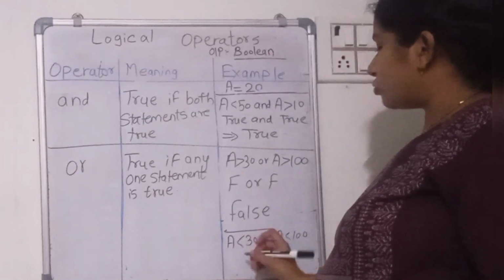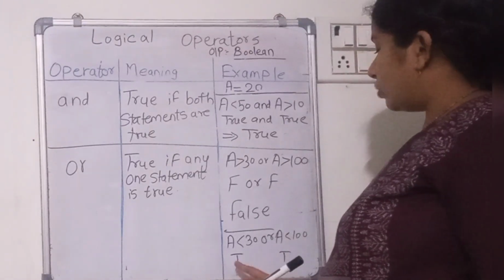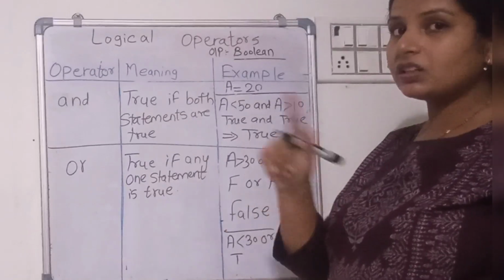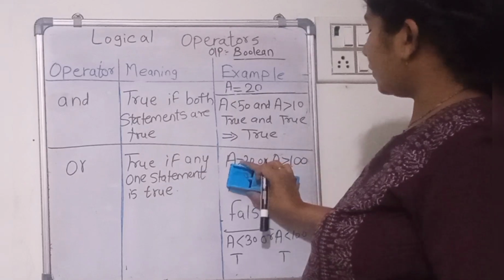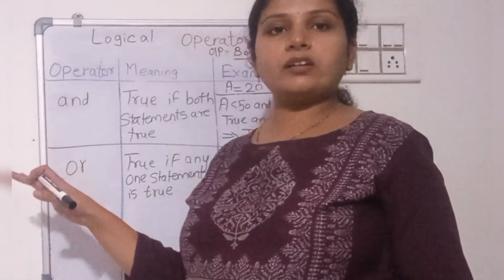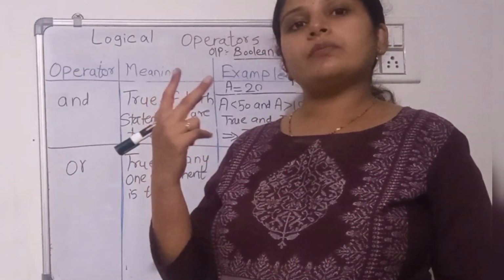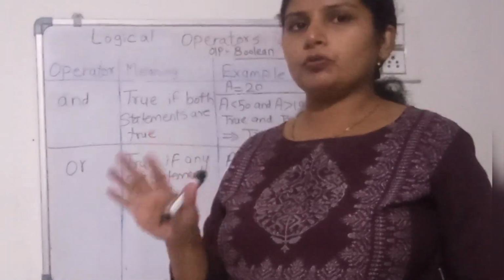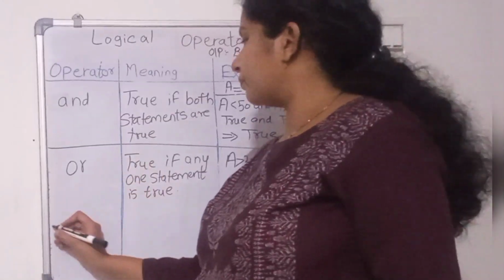Okay, and suppose we reverse this expression: a is less than 30 or a is less than 100. A is 20, so this condition is true and this condition is also true. So in this case your output will be true because both conditions are true. So this is our OR operator. We can use this operator when our requirement is that among both statements any one should be true, then our output will be true.